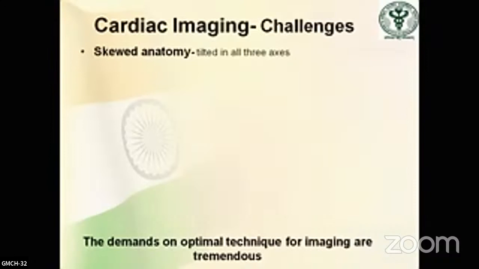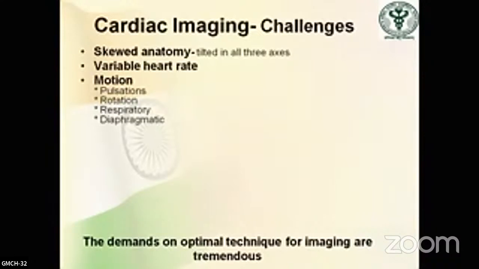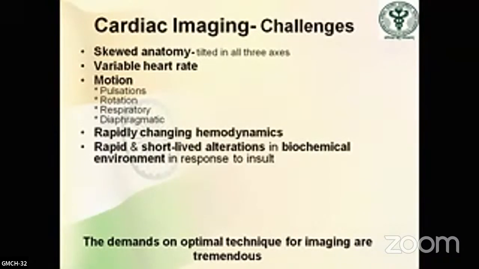So having said this, why is the heart difficult to image? Because of many reasons. The first reason is that there is no one plane where you can image the whole heart. That's a problem, because it's tilted in all the axes, X, Y, and Z. The second problem is the heart is not a still organ. It keeps moving. It moves because of a variety of motions, and it moves at a rate which is very variable. One moment it is 60, the next moment it can be 200. So there lies the challenge in producing a reliable motion-free image.